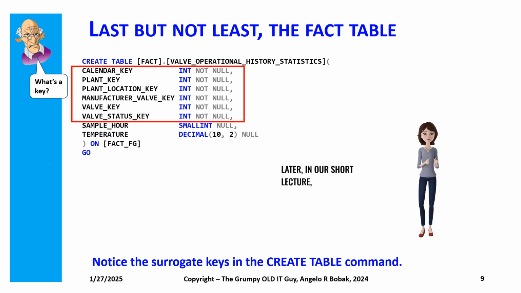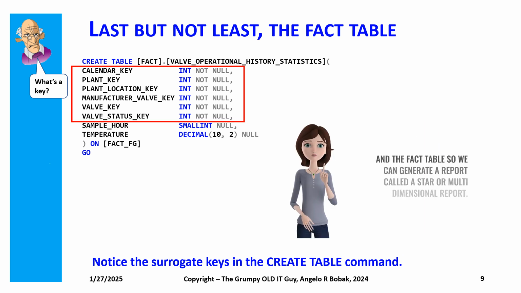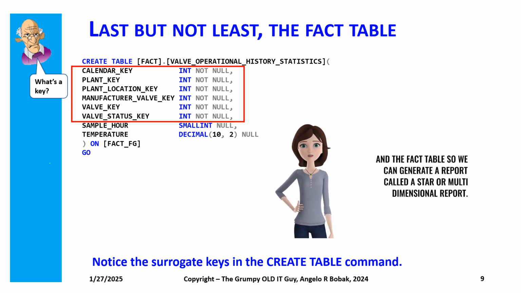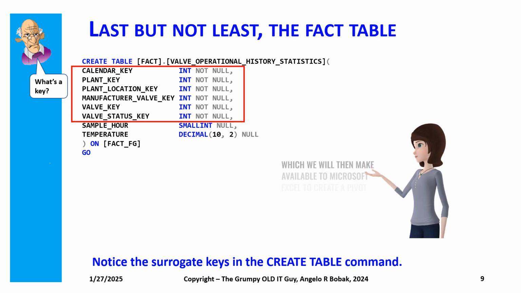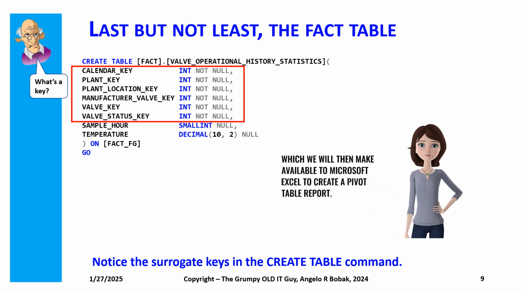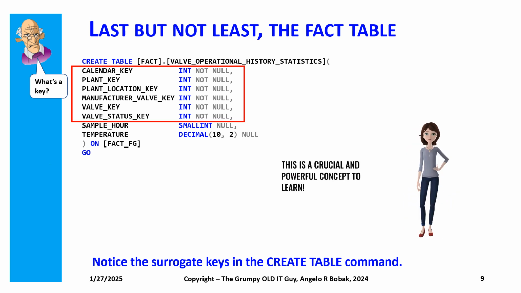Later, in our short lecture, we will see a query that ties all the non-surrogate key values in the dimension and the fact table so we can generate a report called a star or multidimensional report. We will use the query in an insert statement to load yet another table, which we will then make available to Microsoft Excel to create a pivot table report. This is a crucial and powerful concept to learn.